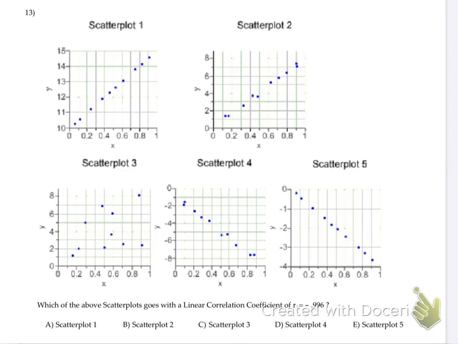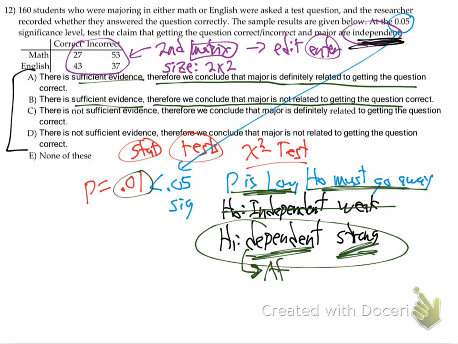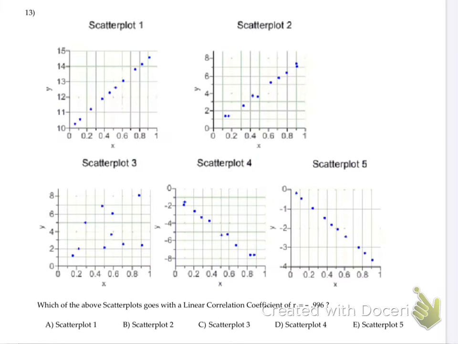So they're dependent. They affect each other. So we're going to say major is definitely related to getting the question correct. Yeah, it affects it. Your major affects whether you get the question right or not. Whether you're an English major or math major has an effect upon you getting the question correct or not. So there we go.